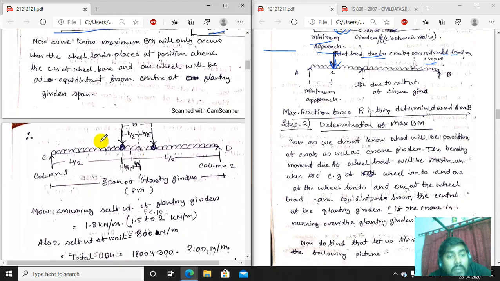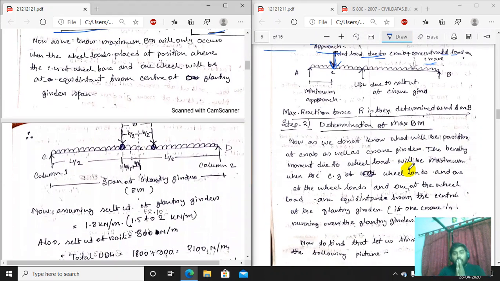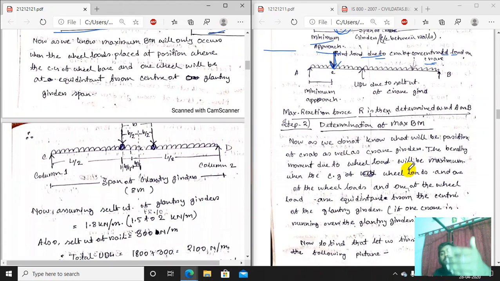Now, determination of the maximum bending moment. As I think you have read in all the notes and materials, the maximum bending moment in a crane wheel can only occur when one wheel and the CG of the wheel base are equidistant from the center of the gantry girder span.